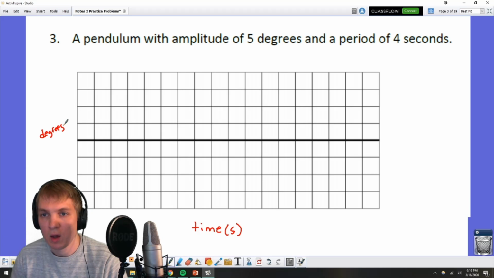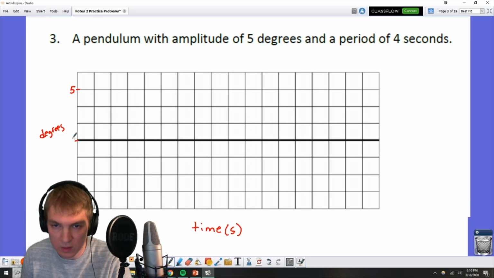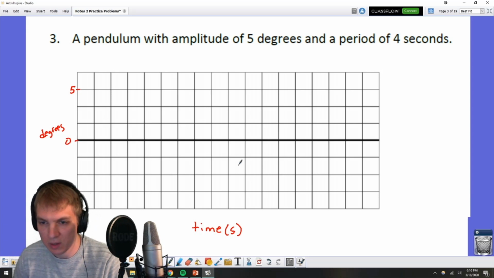All right. It says 5 degrees, and we only have 1, 2, 3, 4 boxes. So I'm just going to make, it doesn't really matter what we label this. I'm going to make this third one 5, and this third one here -5, and then this one's going to be 0. And then I'm actually going to bring it a little bit closer this time. So let's say this is 1 second, this is 2, this is 3, and this is 4, 5, 6, 7, 8, and 9.